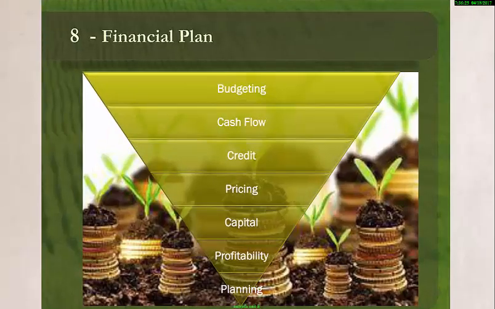Unit 8. Financial Plan. Financial analysis and planning is an important part of describing your business to someone else. Financial projections give some idea of where your business is headed in the next few years and describe the financial consequences of changes you plan for the future. It helps you to evaluate alternative business investments. Financial management is critical to success for budgeting, managing cash flow, controlling credit, pricing, obtaining capital profitably, and planning.